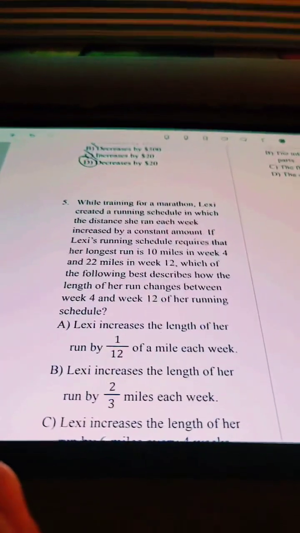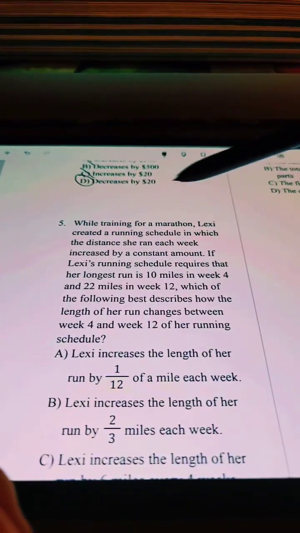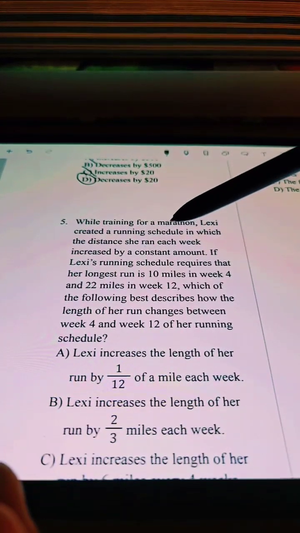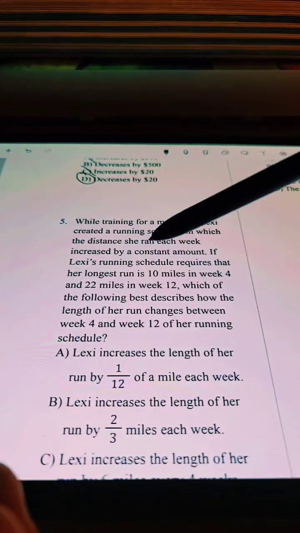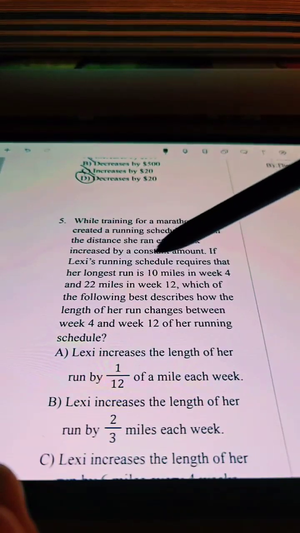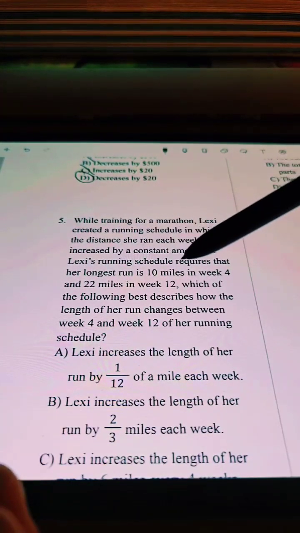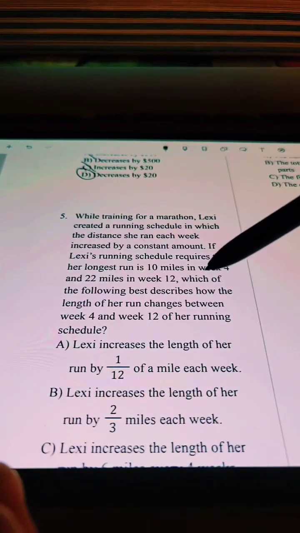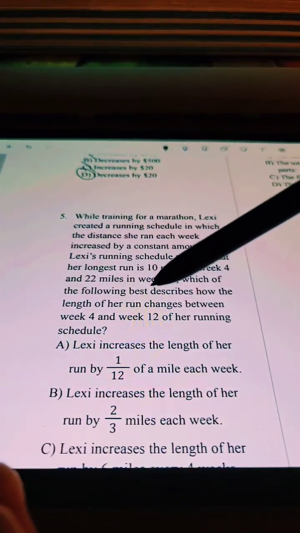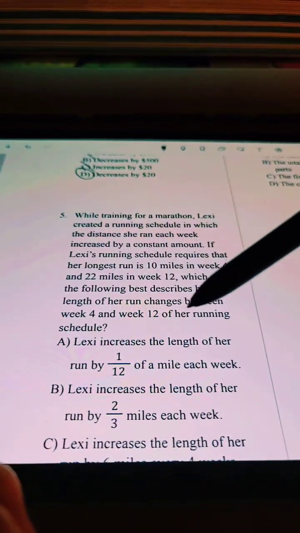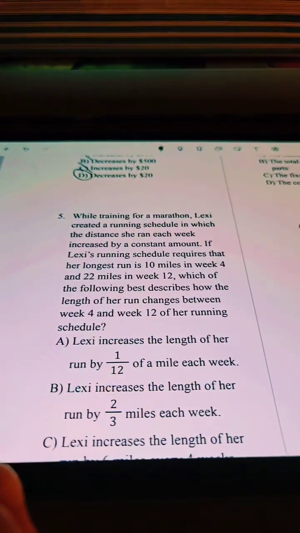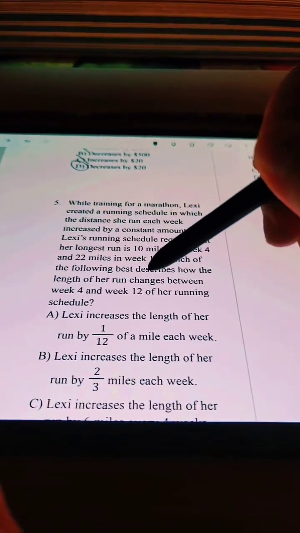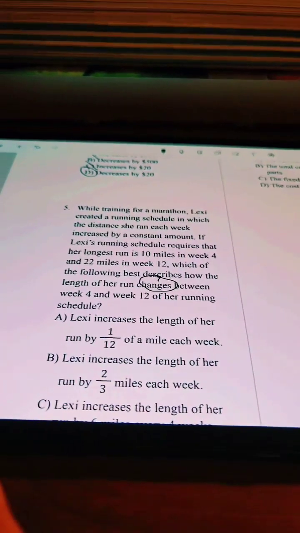Number 5. While training for a marathon, Lexi created a running schedule in which the distance she ran each week increases by a constant amount. If Lexi's running schedule requires that her longest run is 10 miles in week 4 and 22 miles in week 12, which of the following best describes how the length of her run changes between week 4 and week 12 of her running schedule?